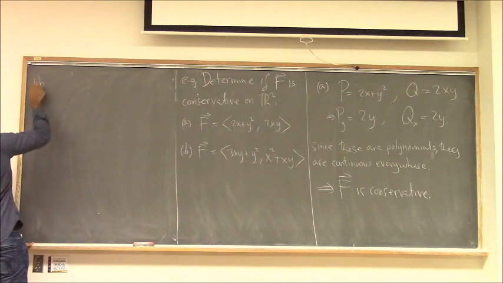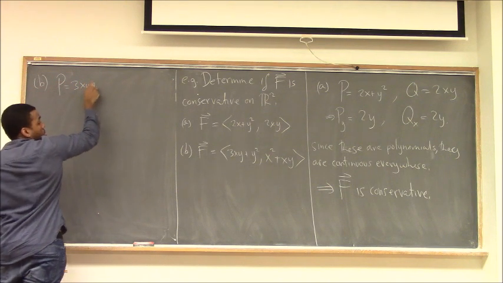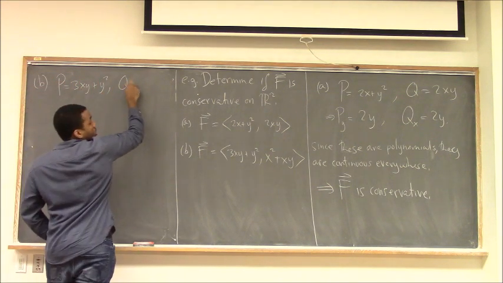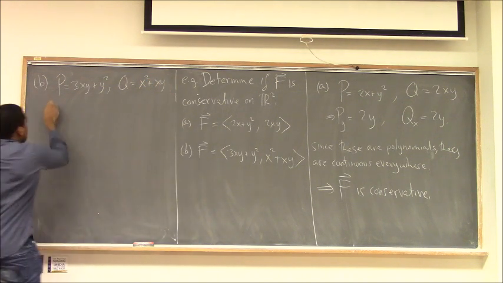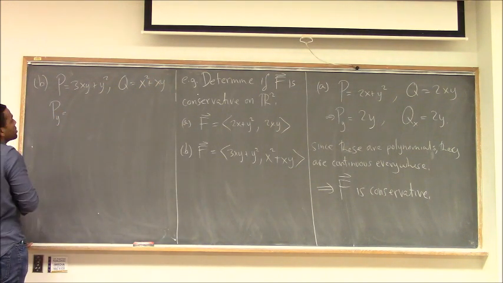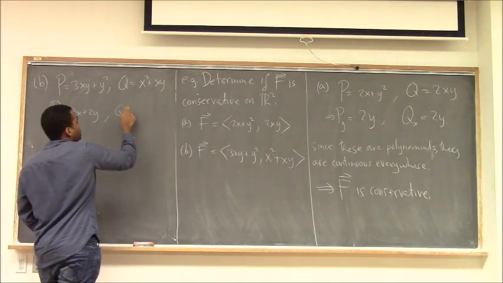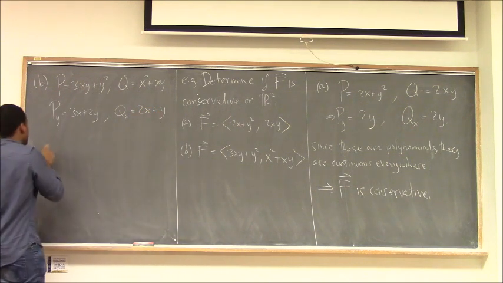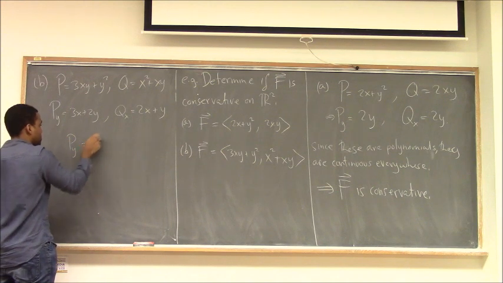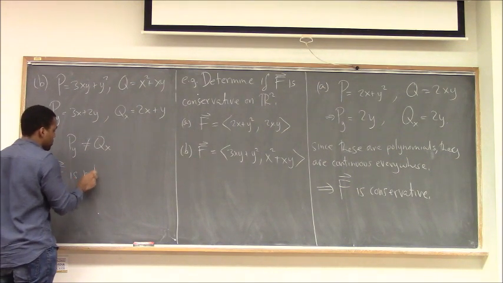What about B? This is 3xy plus y squared. Here my Q is going to be x squared plus xy. I can find my partial P with respect to y. It's 3x plus 2y. If I take my partial Q with respect to x, it's 2x plus y. These are not the same. F here is not conservative.